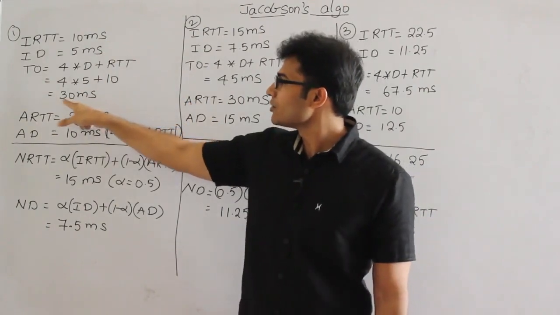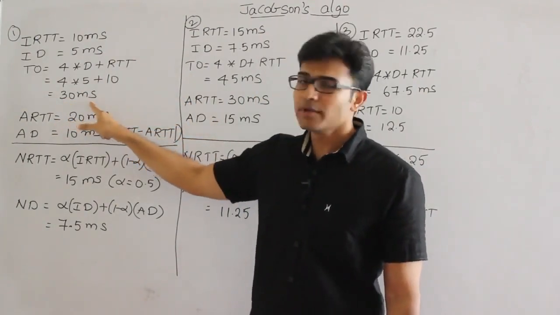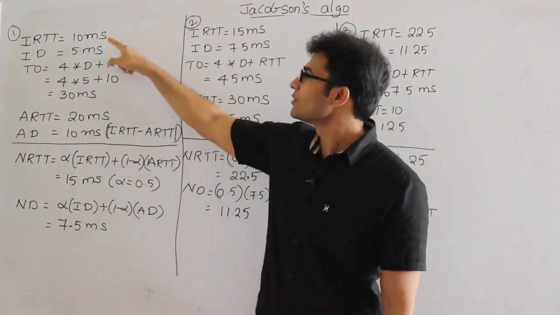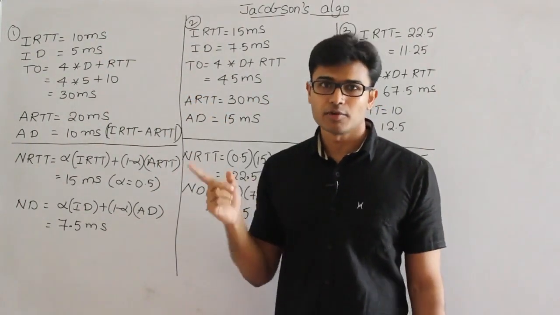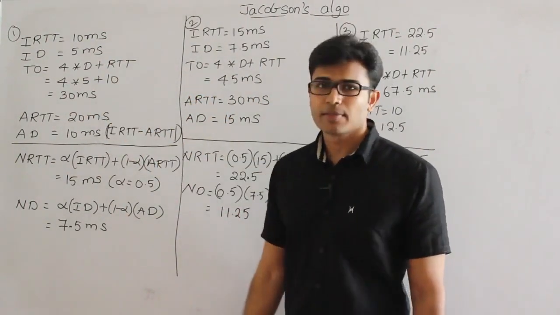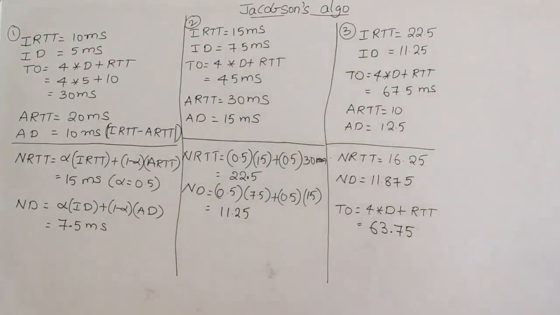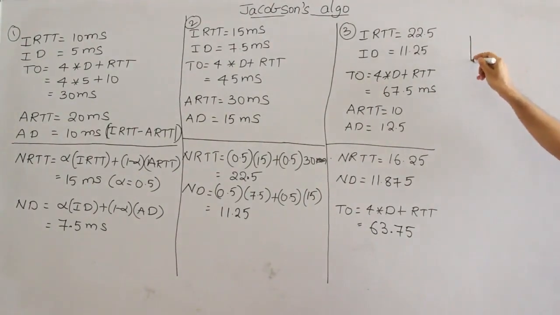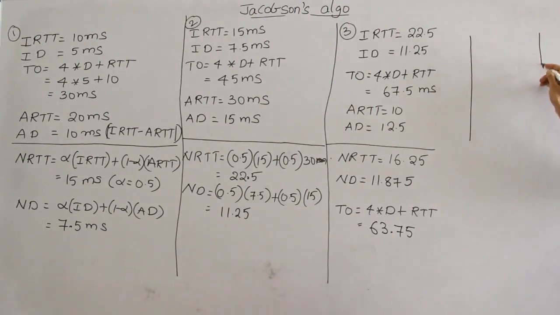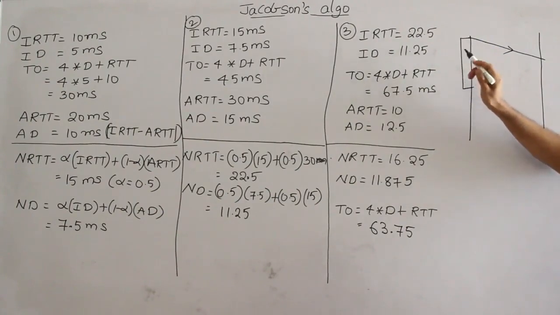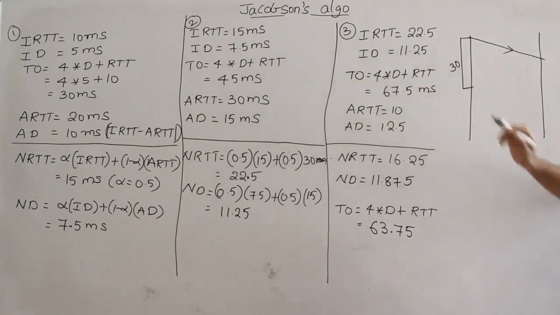Therefore the timeout according to Jacobson's algorithm here will be 30 milliseconds. If you had taken the basic algorithm, the timeout would have been 2 into round trip time, 2 into 10, which is 20, but here it is 30, right? And what does that mean? Before sending the first packet, I'll show you what is happening. That means when you are sending the first segment, you are expecting the acknowledgement to come back in 10 milliseconds, and therefore the timeout is set to 30 milliseconds.